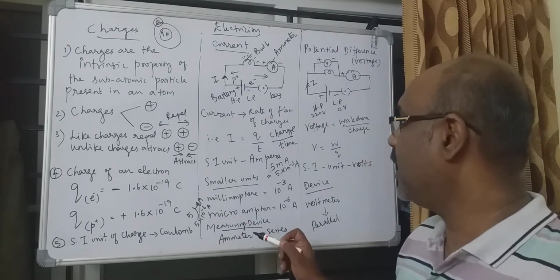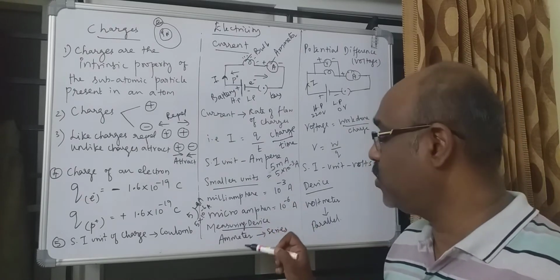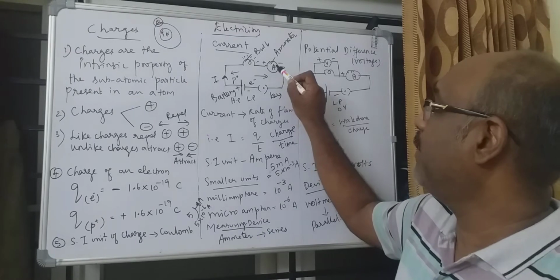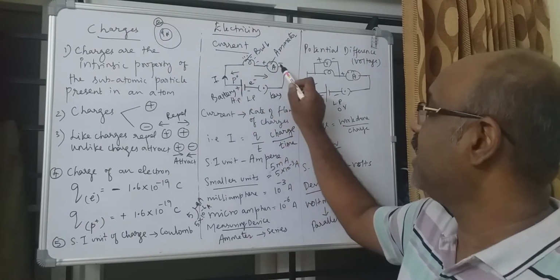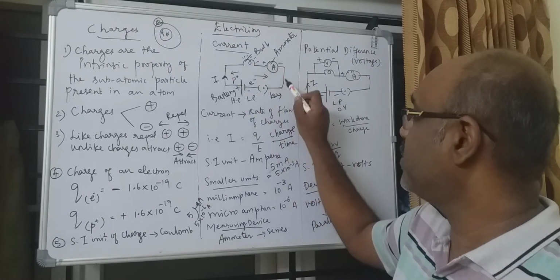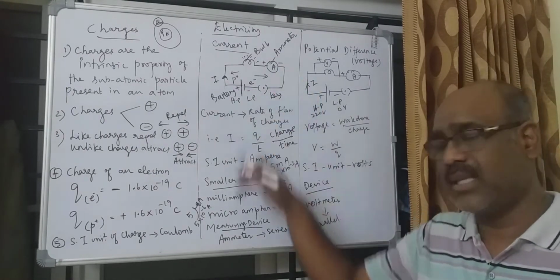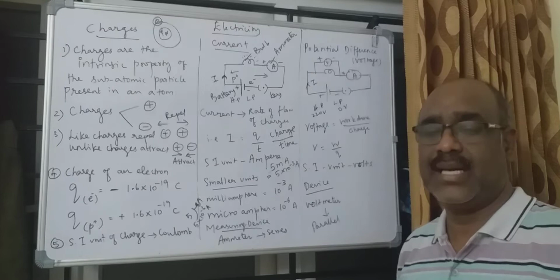And the instrument that is used to measure the current is the ammeter, where the ammeter is connected in series. The ammeter has to be connected in series to the circuit. So these are all the basic things that you should know about the current.